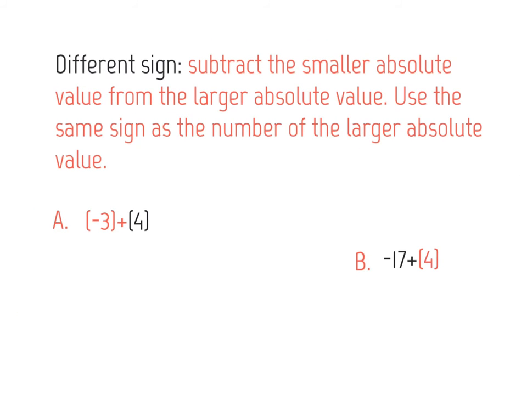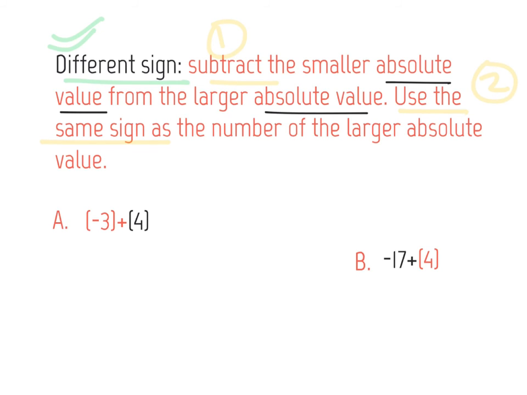Now we come to the second part of our second method. It says different signs. If the values that you're supposed to add or subtract have different signs, what do you do? You apply this formula. You subtract the smaller absolute value from the larger absolute value. That means first you have to find the absolute values of the values that you have, and then find the smaller value and subtract that from the larger value. After doing that, you put the sign that is in front of the larger absolute value.